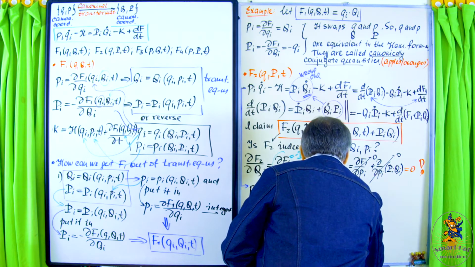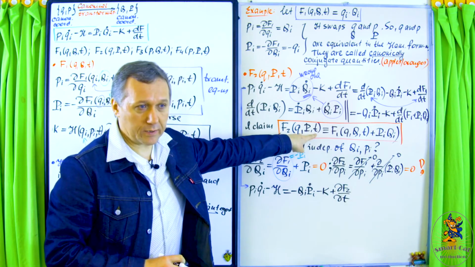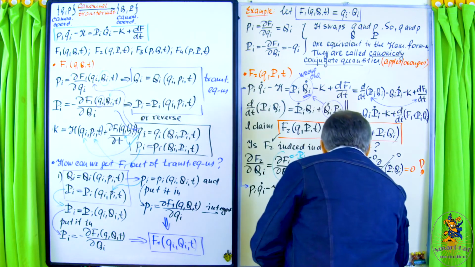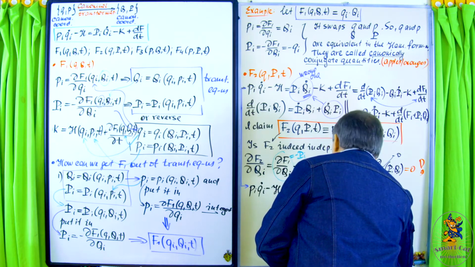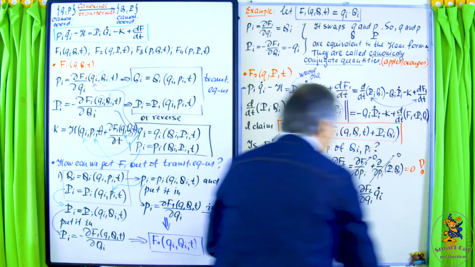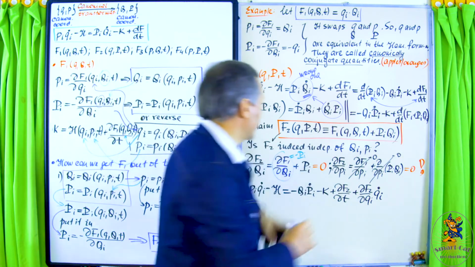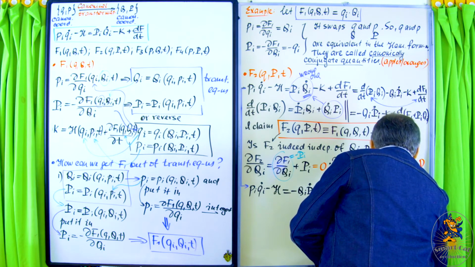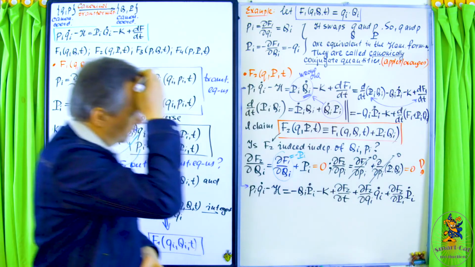So plus partial derivative of F2 with respect to time. So first I took care of time, right? Then plus partial derivative of F2 with respect to q small and q small dot, and then P capital. Now the second one, plus partial derivative of F2 with respect to P capital and P capital dot.